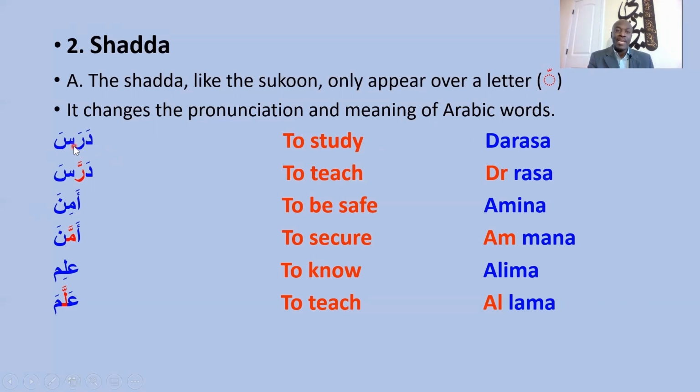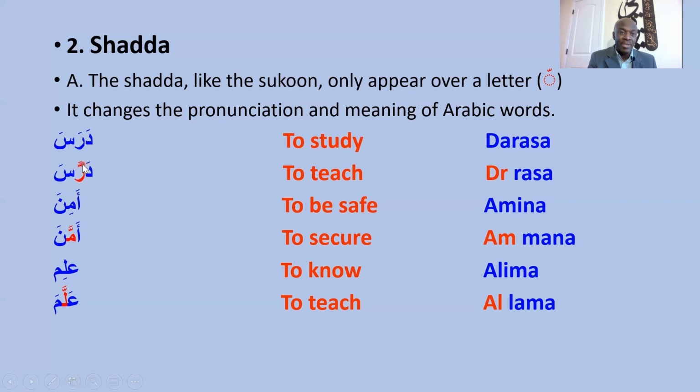So let's take darasa. Say darasa. We have only one syllable, darasa, and darasa is to study. In transliteration, I just transliterated darasa. Okay, so let's deviate from that and place the shadda on the letter ra.